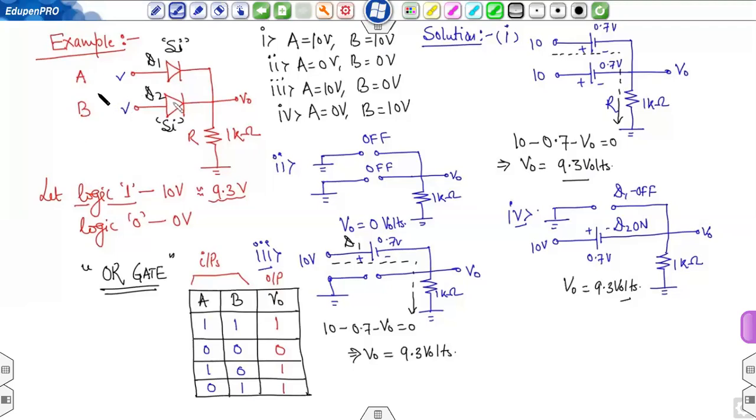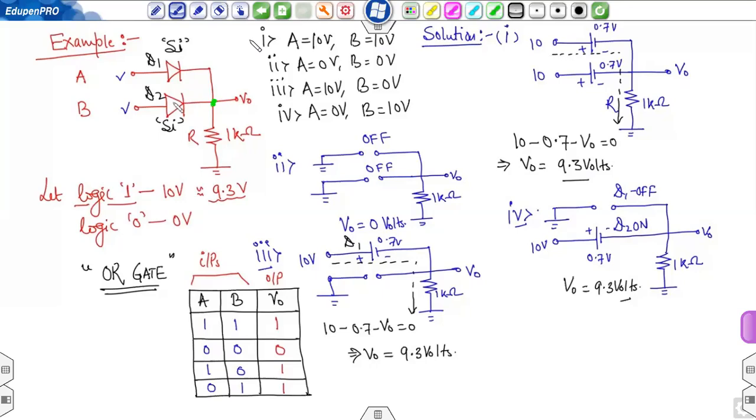Now I have taken two diodes in parallel. Okay, and both are connected. This diode D1 is connected between point A and V0. D2 is connected between point B and again the same point V0. So just 2 points are different. A and B are 2 input points. This is a junction point and it is connected to resistance.